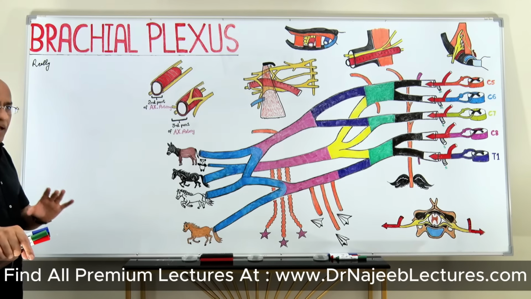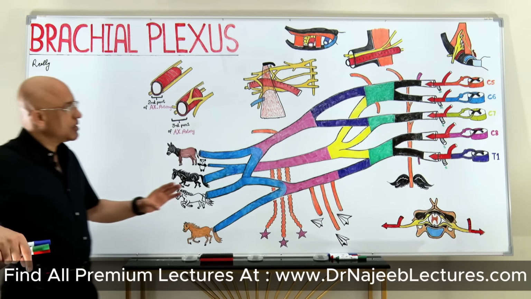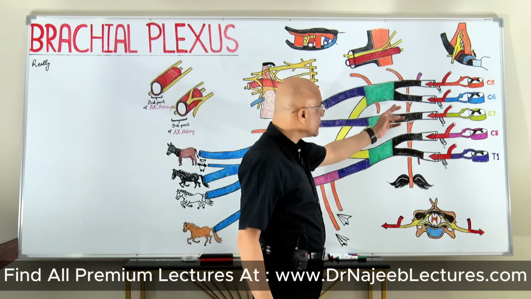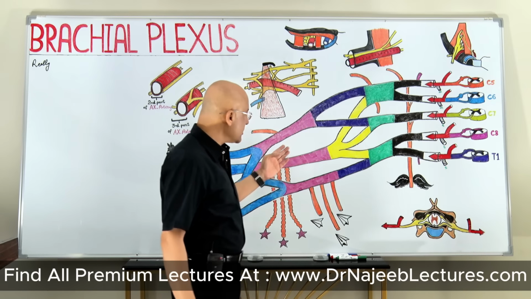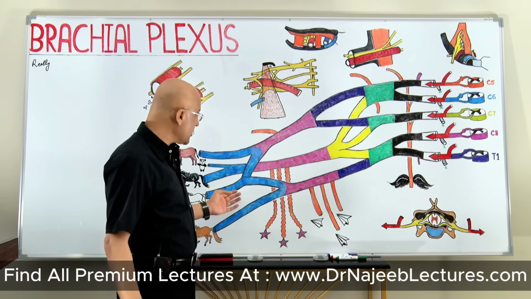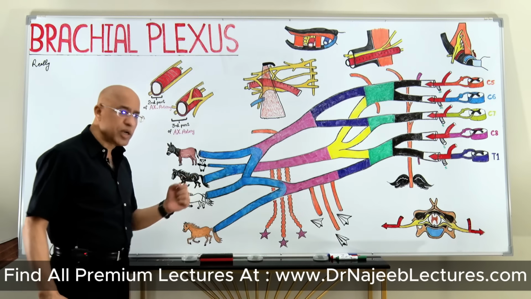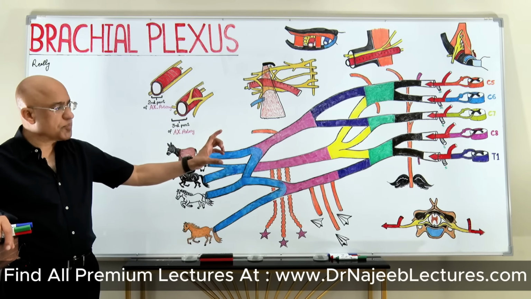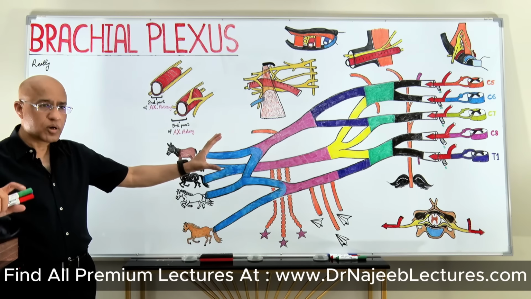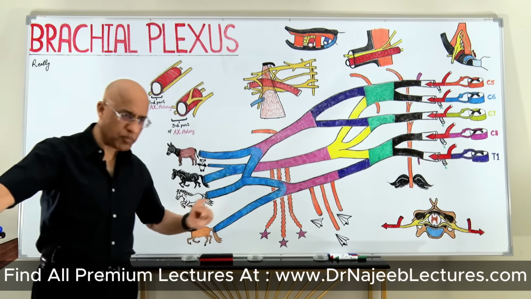And I will explain every basic thing like the roots of the brachial plexus, the trunks, then there are divisions, there are cords, there are terminal branches and collateral branches, right? Every step we will have a big discussion, right? Number one.